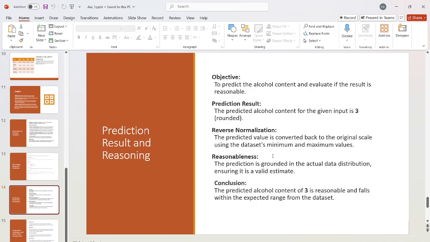Prediction, result and reasoning. The P2 model predicted an alcohol content of around 3. After reversing the normalization, I found that the result fits within the expected range from the dataset, so the prediction is realistic and reasonable.